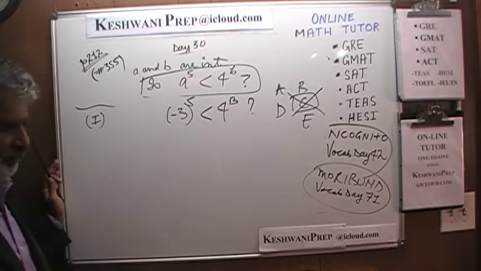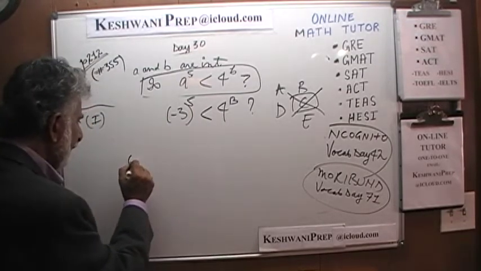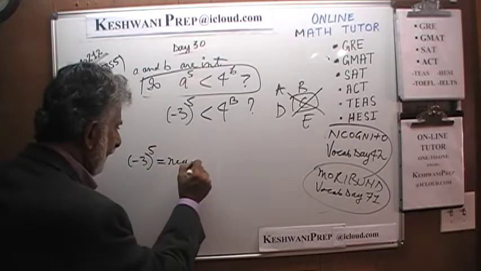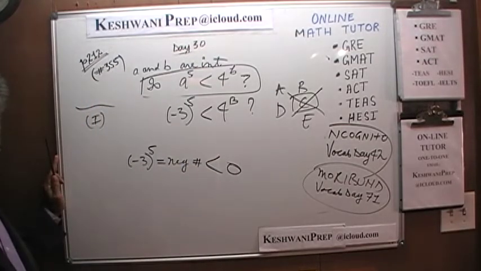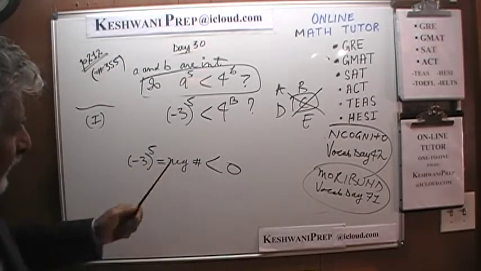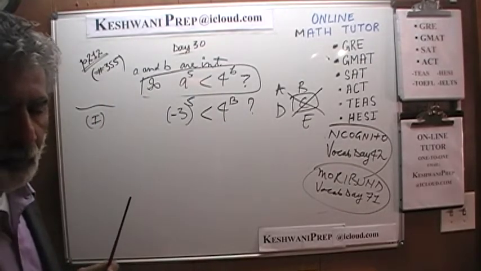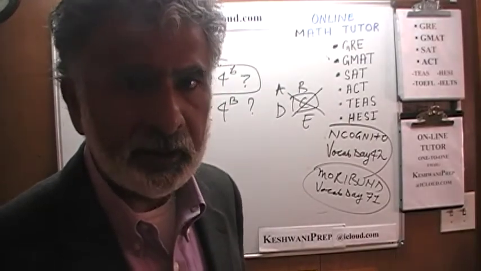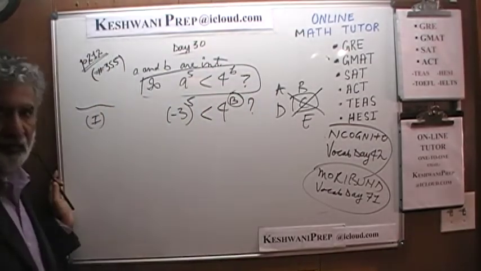So here's what I missed. Negative 3 raised to 5, I hope you are able to see that a negative number raised to an odd power is a negative quantity. Whatever this quantity is, it is less than 0. You understand that? Now let's go here. 4 raised to B. What I did not bother to analyze in my haste, in my arrogance, in my cockiness, is the fact that it doesn't matter what B is. It makes no difference what B is.